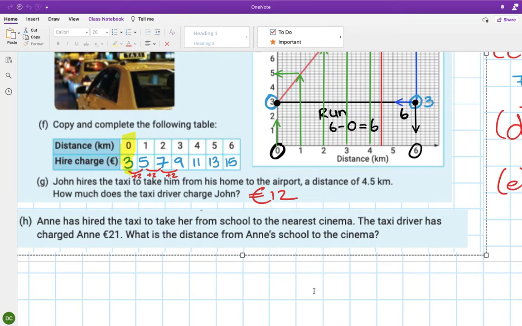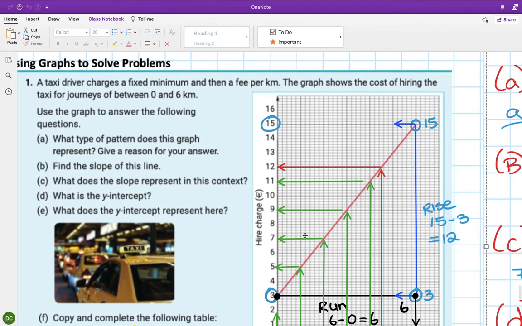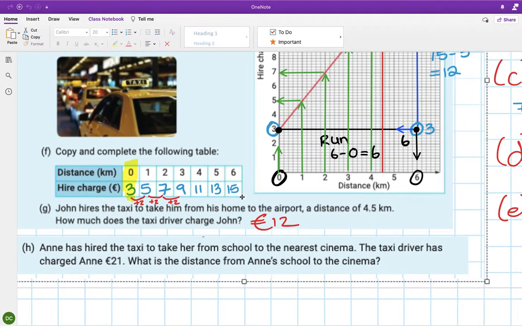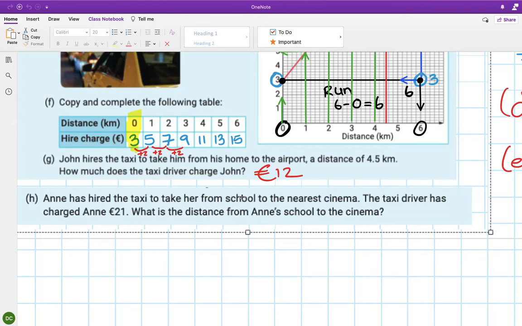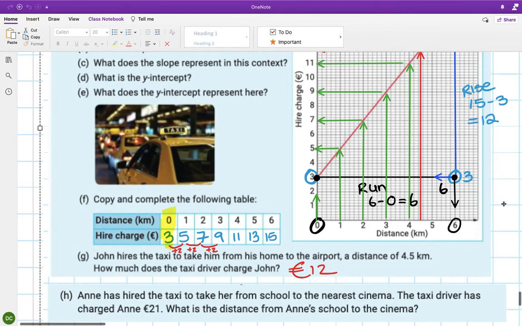Anne has hired the taxi to take her from her school to the nearest cinema. The taxi driver has charged Anne €21. What was the distance from Anne's school? So €21. So this is like the example. Our graph doesn't go to €21. So we're going to have to either extend the table or extend the graph. So, I like to extend the table, so that's what I'm going to do. So I have distance in kilometers, and I have hire charge in euro. Yeah? Okay, so this one, up here finished at 6 and 15.